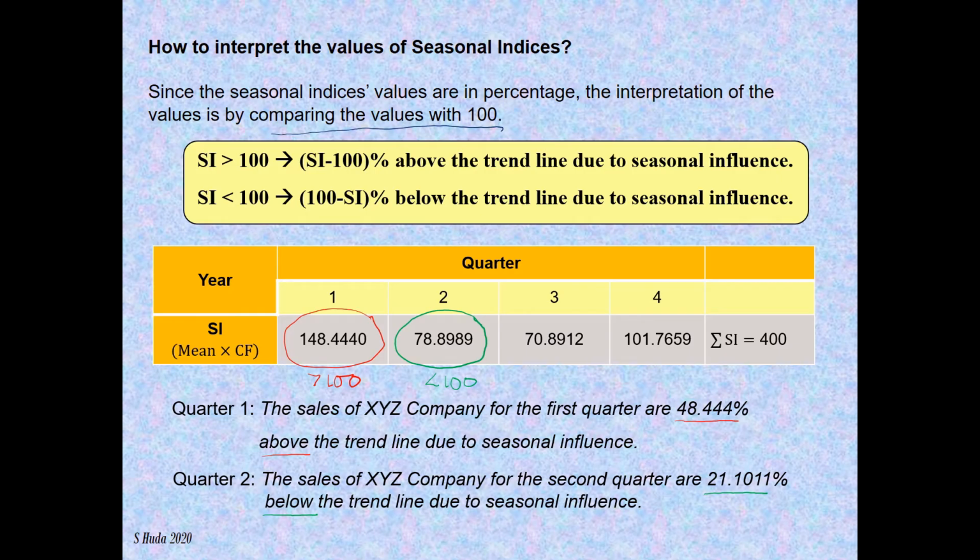That's why you need to say below the trend line. So the full comment for the second quarter is: the sales of XYZ company for the second quarter are 21.1011% below the trend line due to seasonal influence.